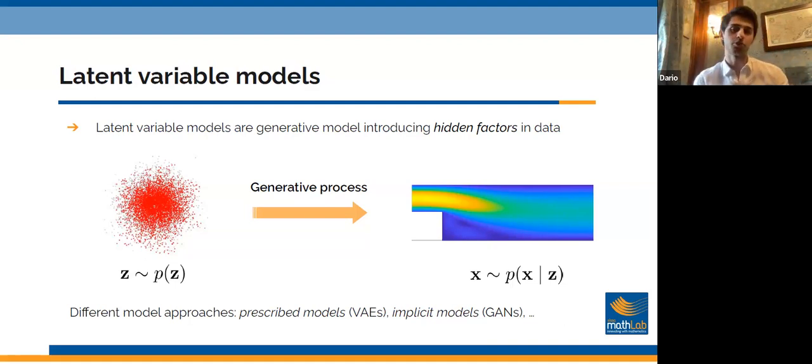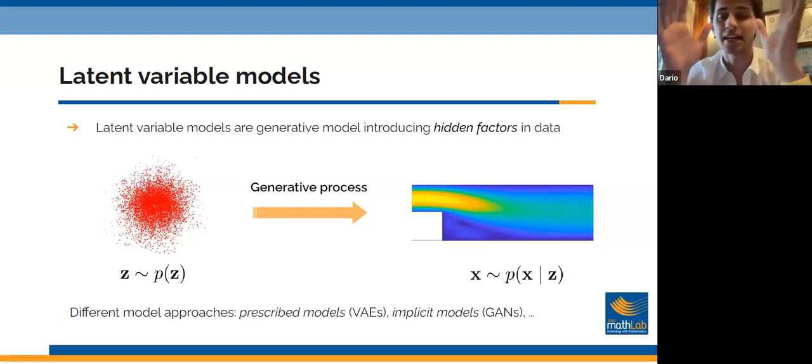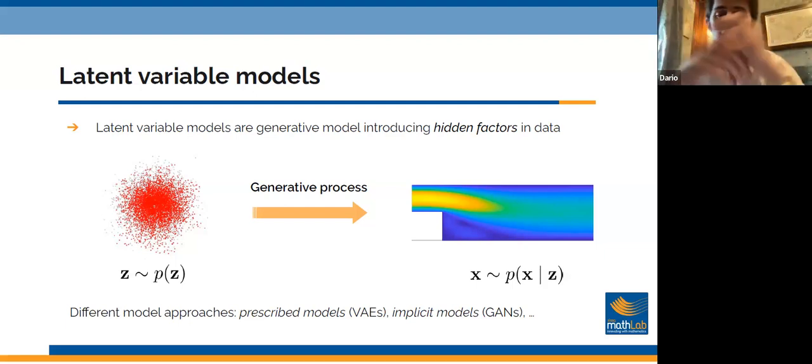And in literature, we actually have two kinds of approaches based on neural networks, which are prescribed models, as variational autoencoders, and implicit models, as, for example, GANs. Prescribed models, in a sense, define a probability distribution on the model up front. So you actually have the probability distribution already defined before going and optimizing the model.